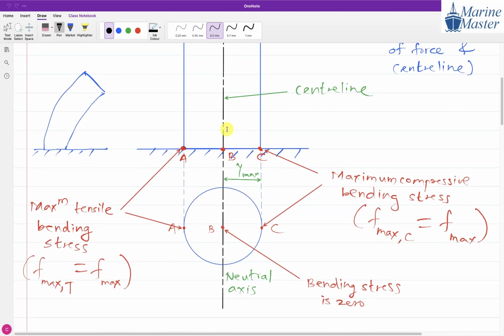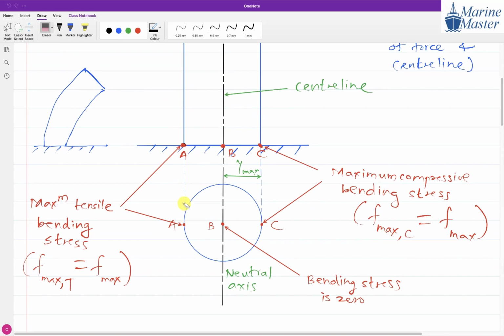what is going to happen? At this point A, which type of bending stress is going to develop? Tensile bending stress, maximum tensile bending stress. And at this point C, which in this view looks like here, compressive, so maximum compressive bending stress. Maximum tensile bending stress we denote by F max T. Maximum compressive bending stress we denote by F max C.